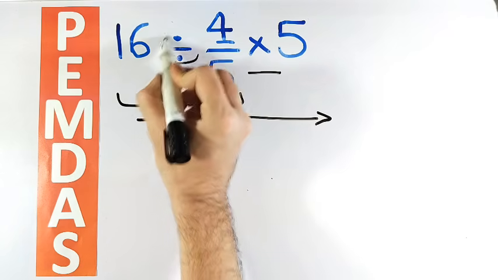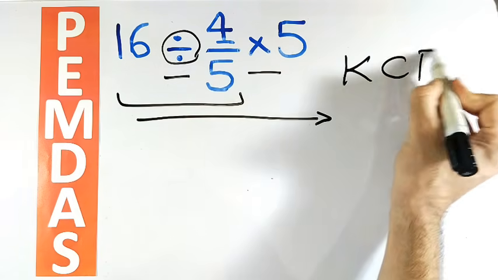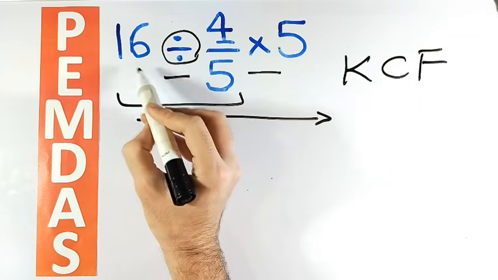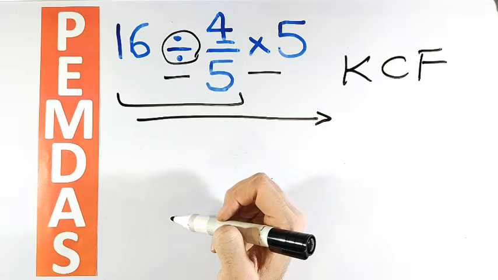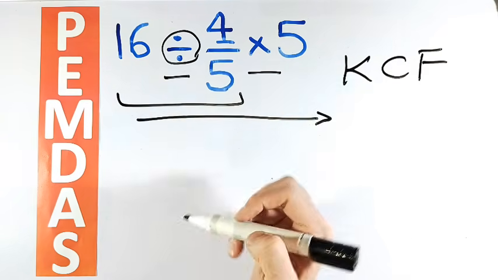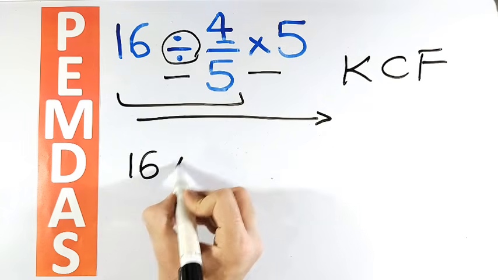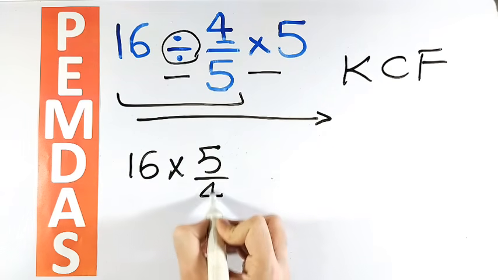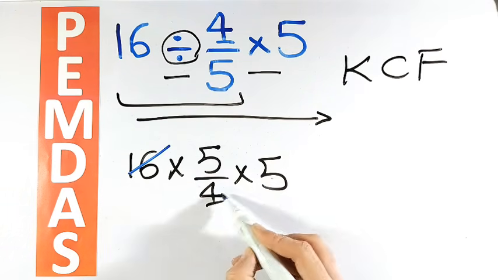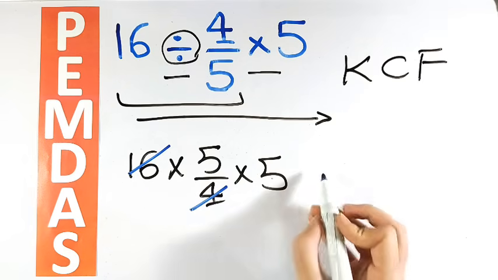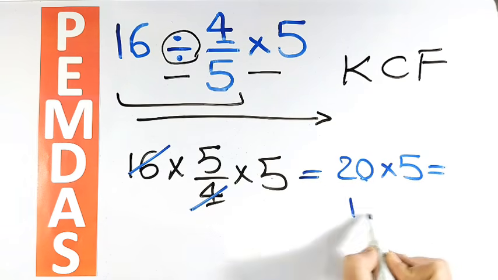Okay, whenever we see a division sign between two terms, the best thing to do is to apply the KCF rule. In this rule, K stands for keep the first number as it is, C stands for change the division sign to multiplication, and F stands for flip the second fraction. So, instead of this expression, we can write 16 multiplied by 5 over 4, then times 5. Now, we can easily simplify 16 with the 4 in the denominator, and instead of this expression, we can write 20 multiplied by 5, which finally gives us the answer 100.